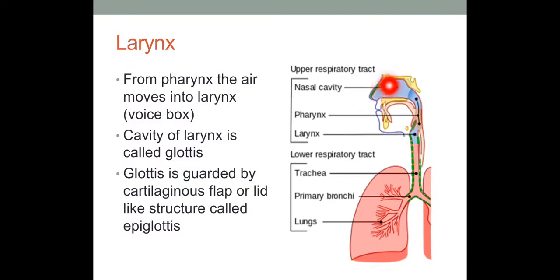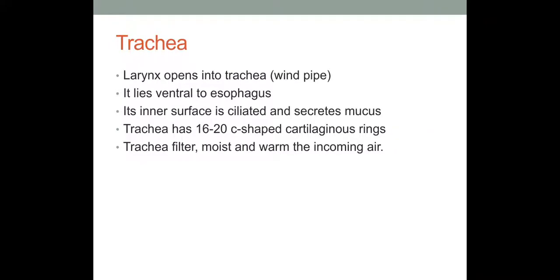Look at the diagram. This is the nasal cavity. From the nasal cavity, the air will move into the pharynx, and after the pharynx, this is the larynx, right? Then the larynx leads to another pipe-like structure called the trachea, which is also called the windpipe, and which extends toward the thorax region, toward the chest cavity. Air moves from the larynx into the trachea or windpipe.